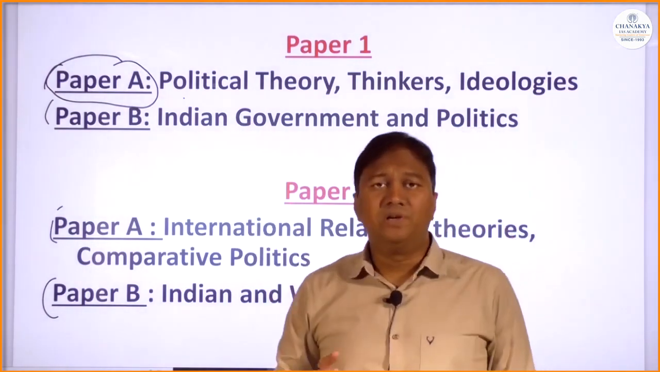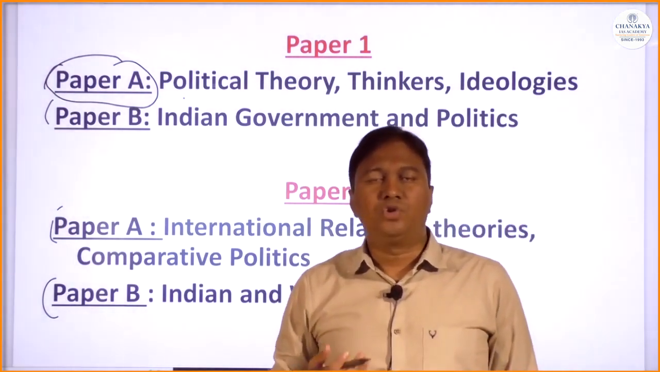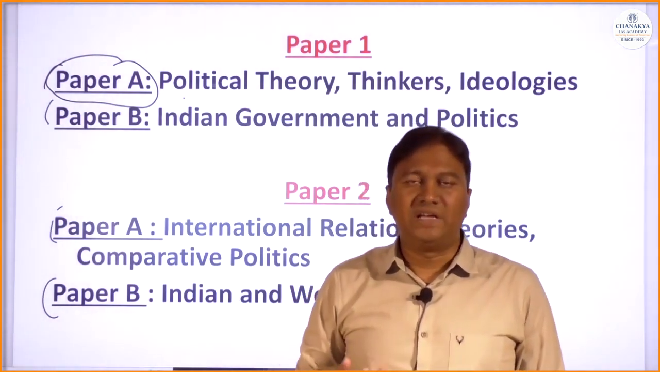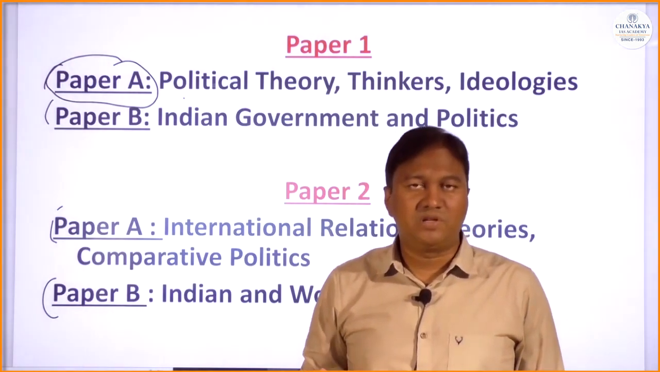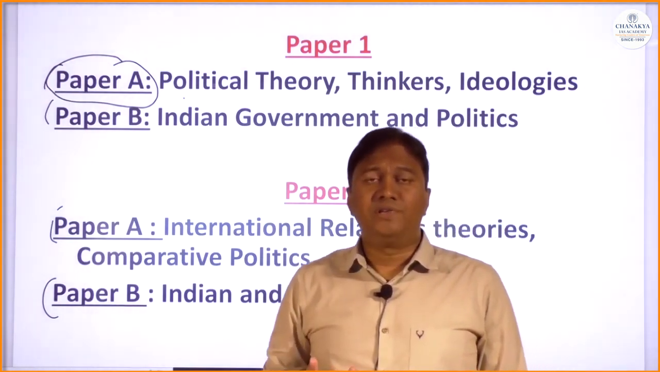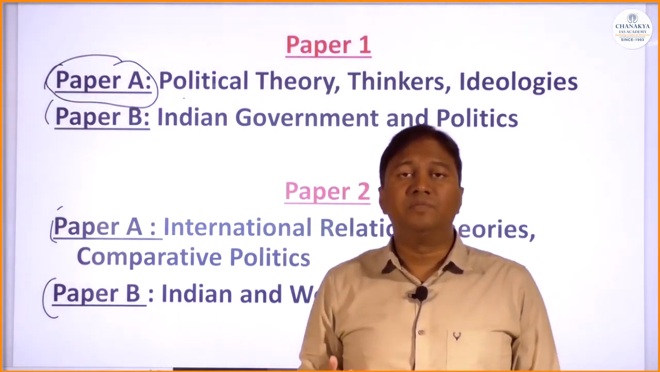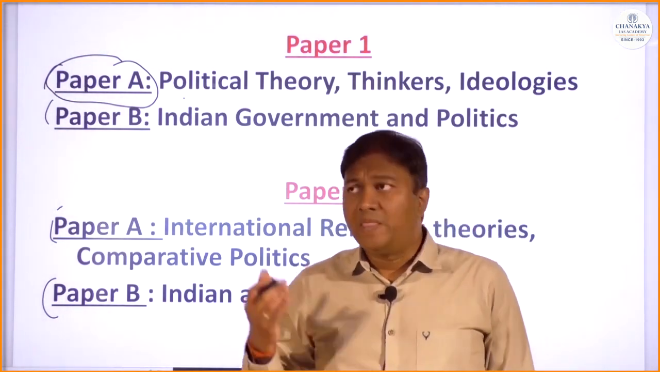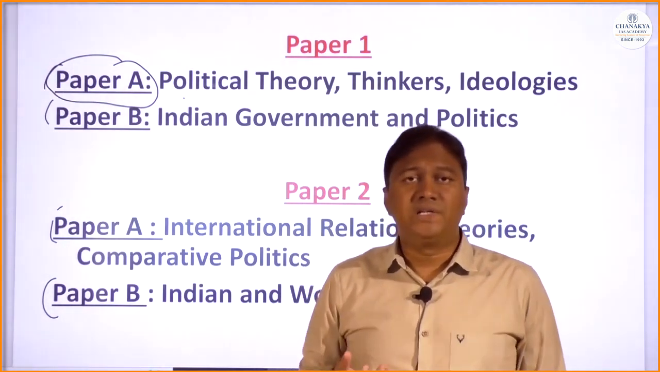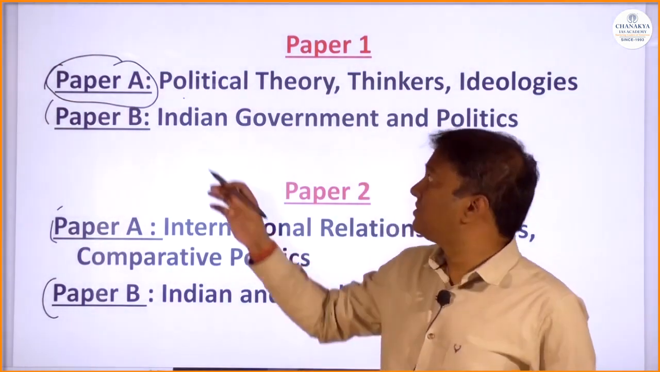In this paper, we have to study thinkers like Socrates, Plato, Aristotle, John Locke, Thomas Hobbes, Rousseau, T.H. Green, Rawls. From India, we have to study thinkers like Gandhi, Ambedkar, M.N. Roy, Sir Syed Ahmad Khan, Kautilya, etc. Then we have to study ideologies like liberalism, socialism, communism, capitalism, fascism, feminism, Maoism, etc. Then we have to study theories, like justice, then democracy, then rights, then equality, then the concept of power. This we have to study in this paper, that is paper A.